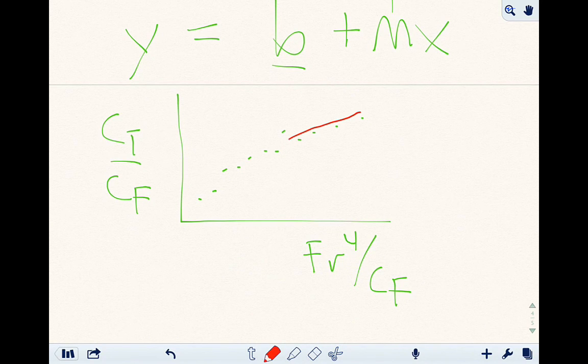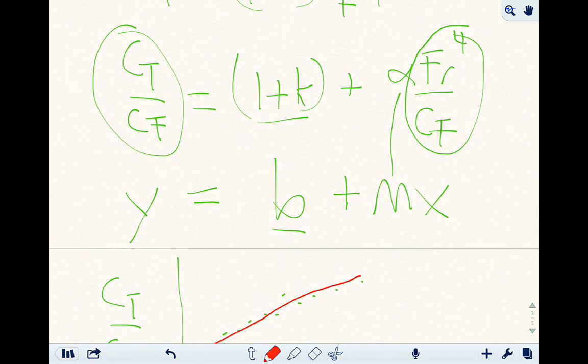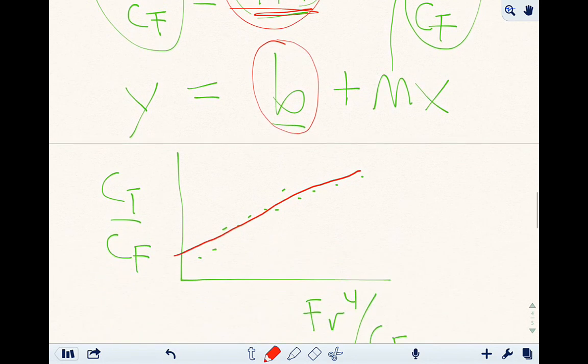If the wave drag is really scaling as CW to the fourth, and it is the equation for a line, what I'm really trying to solve for is the intercept of that line, b, which is equal to 1 plus k. Where that line intercepts this axis here, this value right here is equal to 1 plus k. So if you can figure out what that intercept is, then you can figure out k, the form factor. And that's more typically used.